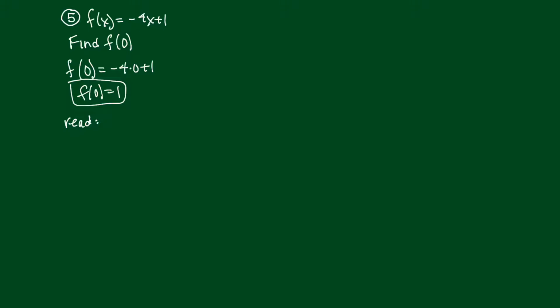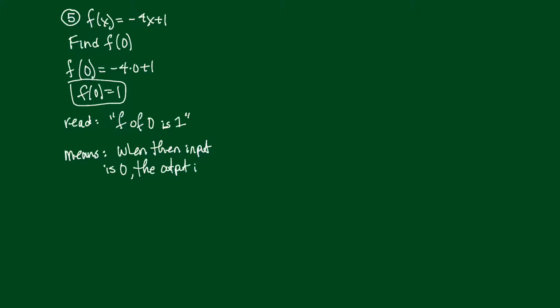Now, two things about this. Here's how you read this. You read it like this: f of 0 is 1. And what it means is, when the input is 0, and the input, that's inside the parentheses. So when the input is 0, the output, that whole collection of symbols, is 1. So when the input is 0, the output is 1.